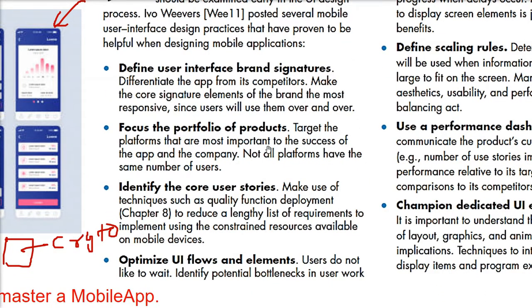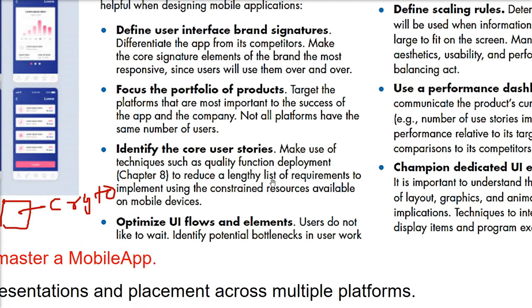Focus the portfolio of products. That is, you have to target the audience. Not all platforms have the same number of users. Don't just target the product portfolio. Identify the core user stories. As we said in QFD, the requirements need to be implemented, but the resources in the mobile are constrained. So what are the core user stories, the requirements that have to be given first.